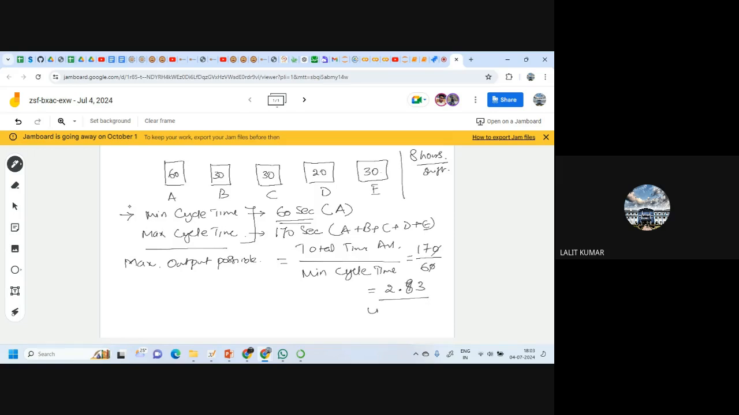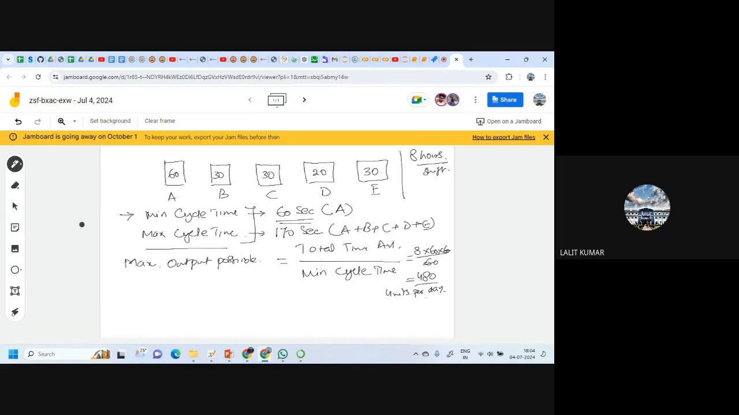So this is 2.83. Sir, shouldn't it be 8 into 60? Oh, sorry, yes. 8 into 60 divided by 60. I made that mistake deliberately so that somebody catches it. A similar question is given in one of the quizzes also. So the time we have to take in seconds. This will become 8 into 60 into 60, divided by 60. 60 cancels. 8 sixes are 48. So the maximum output which is possible is 480 units per day.